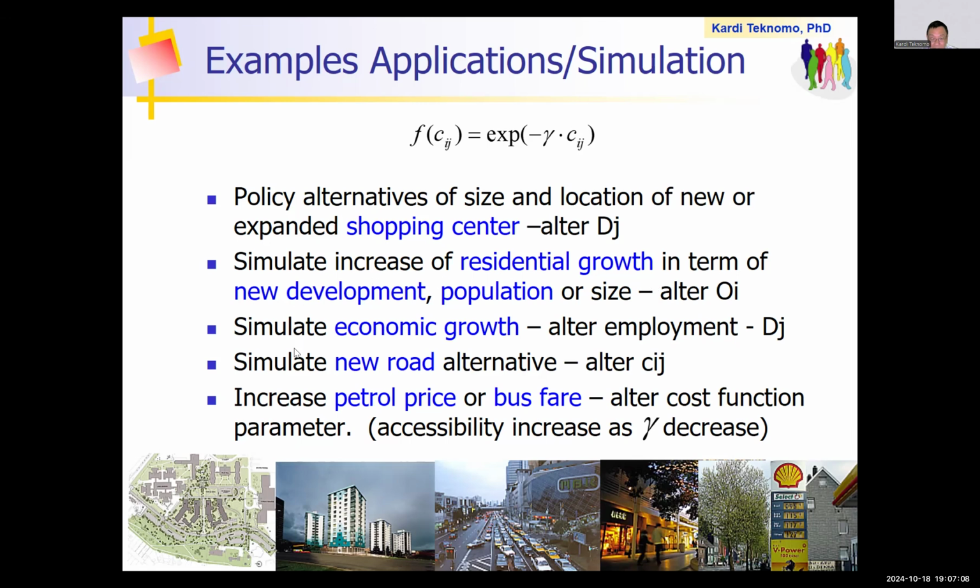Or you want to simulate certain economic growth. Again, you can alter the employment. Remember, employment represents trip attraction, so you change the attraction.